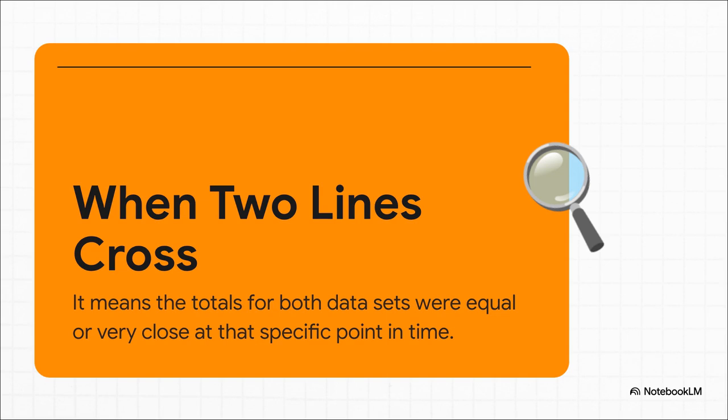And what about those cool moments where the two lines actually cross each other? That's a key plot point in our story. When lines intersect, it means that on that specific day, their step counts were either exactly the same or super, super close. It's this moment of equality in their two totally separate journeys.